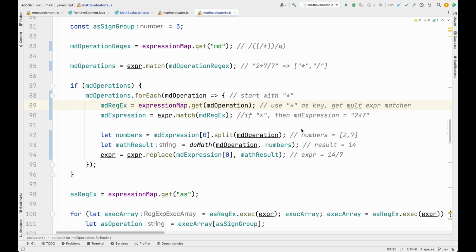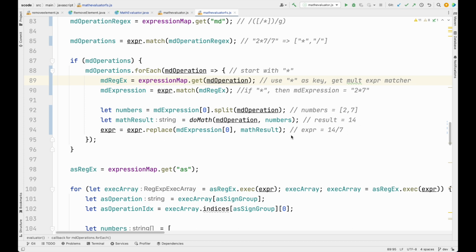We're going to take the multiplication symbol and use our expression map to look up a regular expression. And what that regular expression is going to do is match the 2 times 7 portion of the entire expression. The entire expression being 2 times 7 divided by 7, but we're only going to get back 2 times 7. And in the very next line, we're going to use the MD operation, which is a multiplication sign, remember, and we're going to split the expression that we just found, 2 times 7, into an array of numbers, 2 and 7.